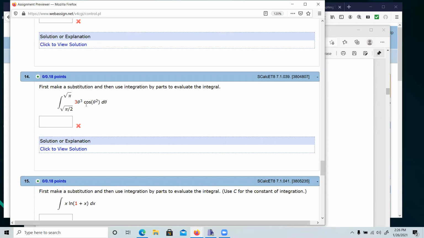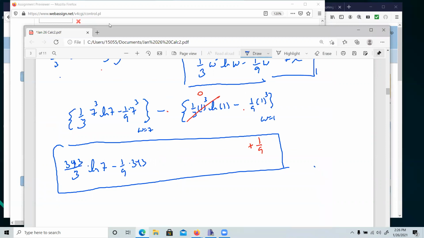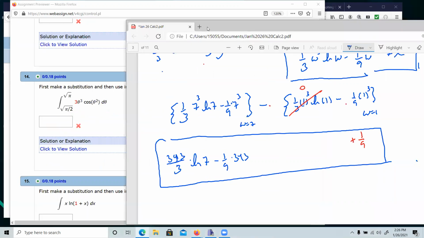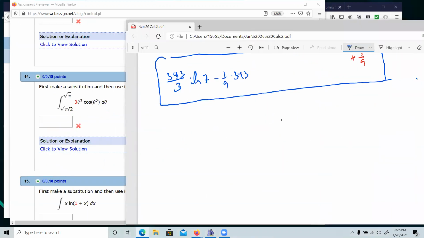Oh, we should do 14. We should do 14. Here's why we should do 14. Okay, so this is the integral from square root of pi over 2 to square root of pi of 3 theta cubed cosine theta squared d theta.